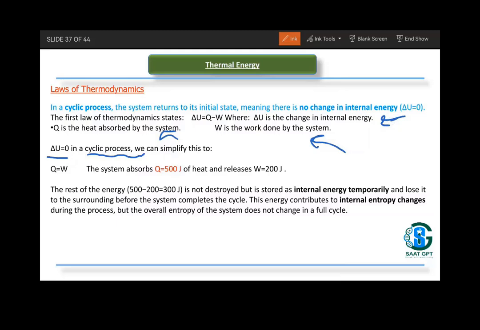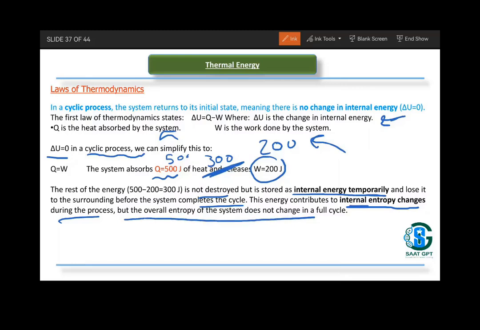So, Q equals W. But the work done by the system here is only 200 in the previous problem, and the system absorbed 500 joules, so 300 joules are lost. This 300 joules of heat is not destroyed, but stored as internal energy temporarily. And the system loses it to the surroundings before the system completes its cycle. This energy contributes to the internal entropy change during the process, but the overall entropy of the system doesn't change.